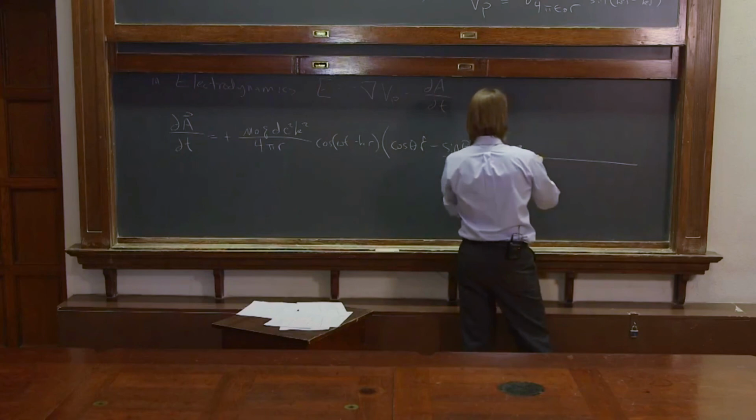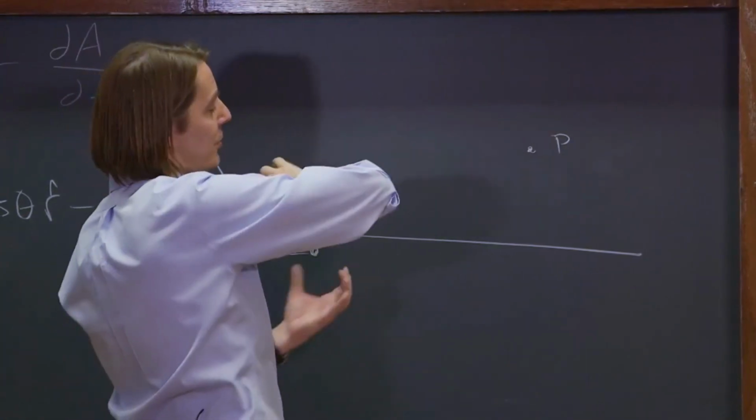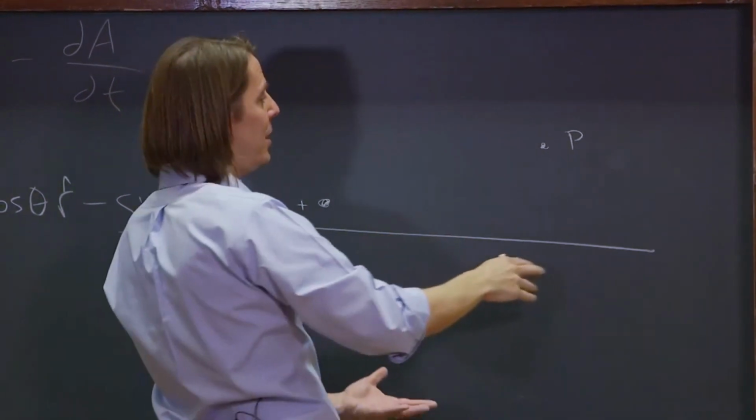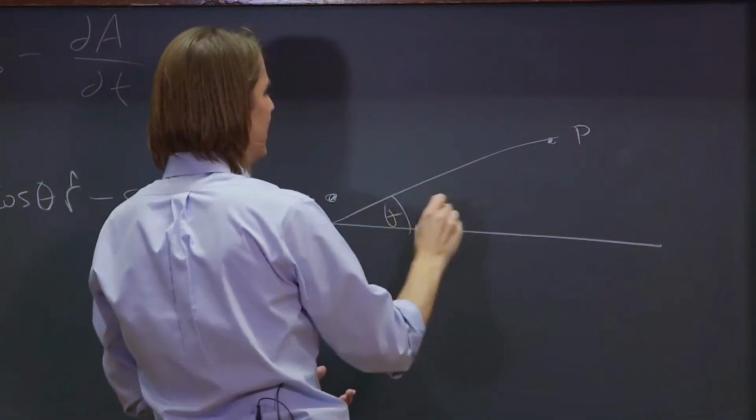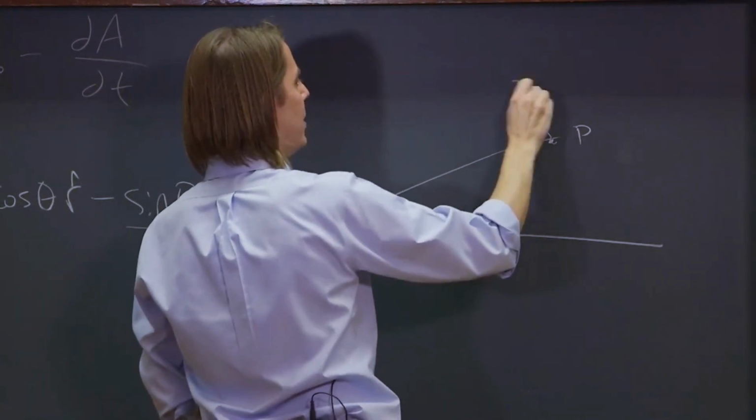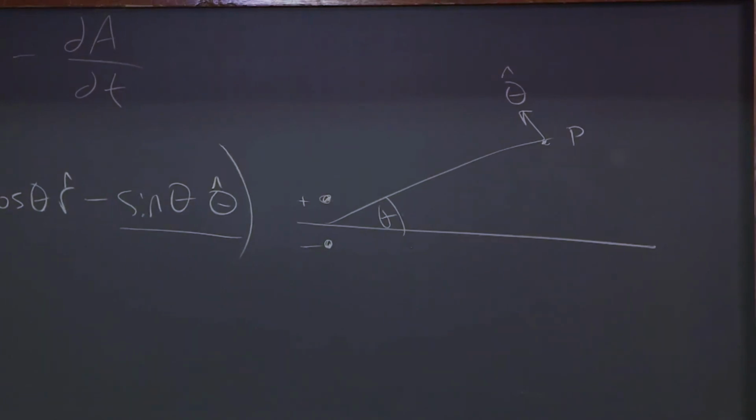you're out here. Here's your two charges. Your some point P out here. You're trying to make a spherical wave that looks like a plane wave when you get far away. The E field should be in the theta direction. Right? This is theta. Theta hat is that way. That's the proper direction for the E field, not r hat.